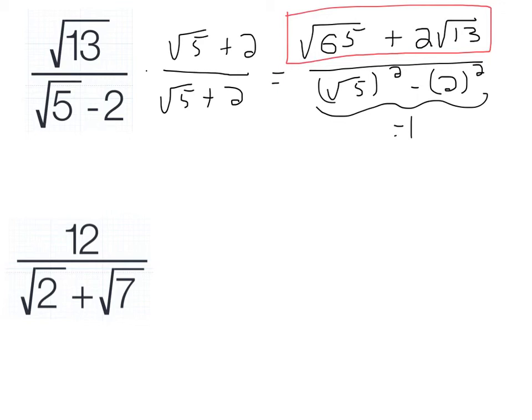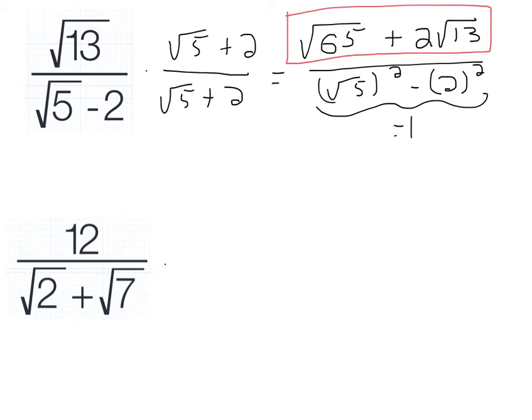In some ways that maybe doesn't look more simplified than what we started with, but it is. We just want to double check if 65 can be broken down at all, and it cannot. It has no perfect square factors other than 1. Alright, so we're going to do the next one now. If you want to pause it and give it a shot, go for that. And let's see what we would do.